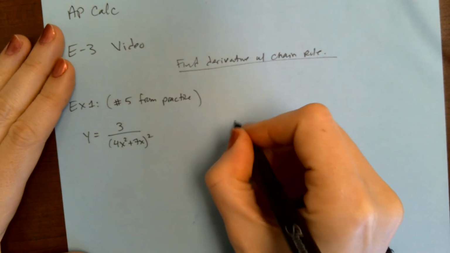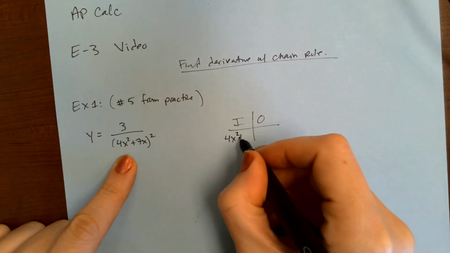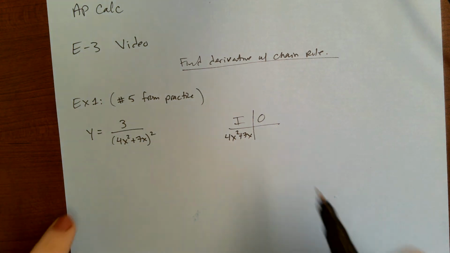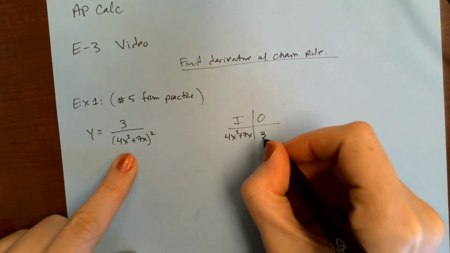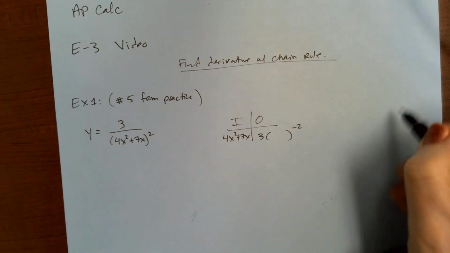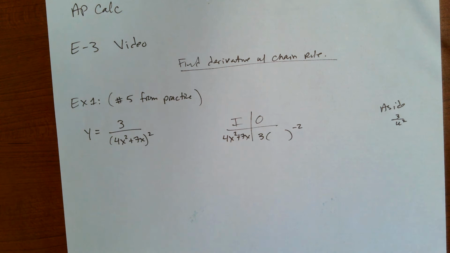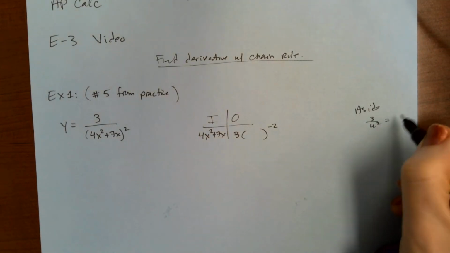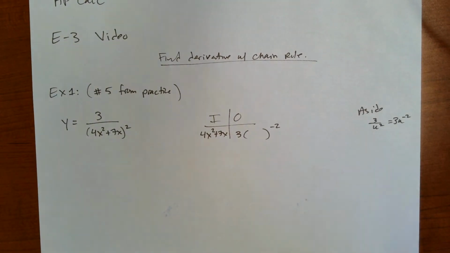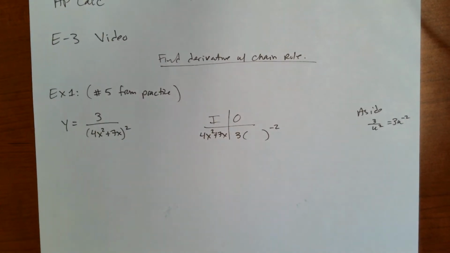All right, the inside function is 4x squared plus 7x. So you're looking inside of parentheses or under a radical for the inside function. And then the outside is 3 blank to the negative 2. If you need to go a little bit slower, you could do a little aside where you have 3 over u squared, u instead of a blank, and that's 3u to the negative 2. So to the side, you could think of it with a u instead of the blank, and it might be easier for you to put it in the form a blank to the n.